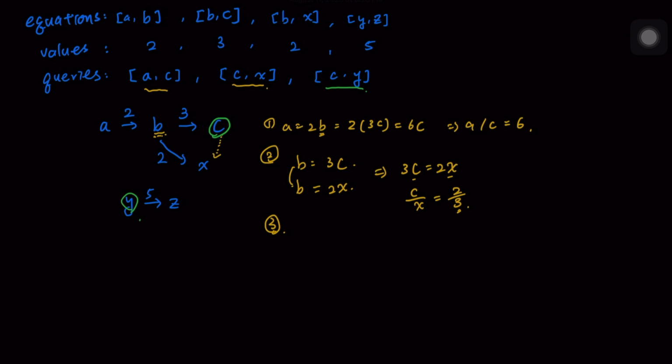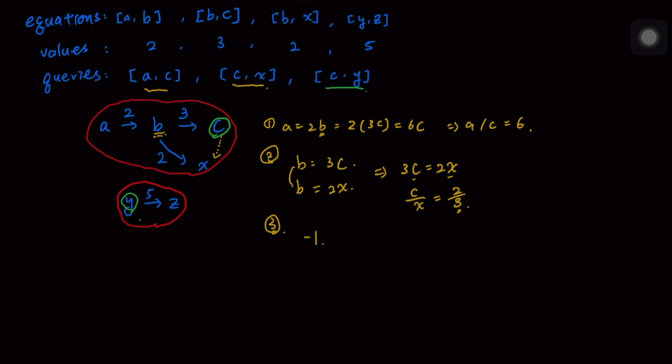Actually, for this graph, there are two separate subgroups. The first subgroup is here, and the second subgroup is here. Since these two are disconnected, we can never find a path from C to Y. Since we cannot decide the relationship between C and Y, the answer of the third query is negative 1. So can you see that?